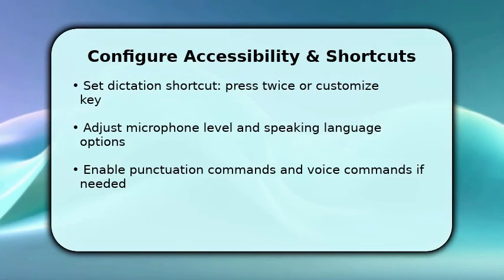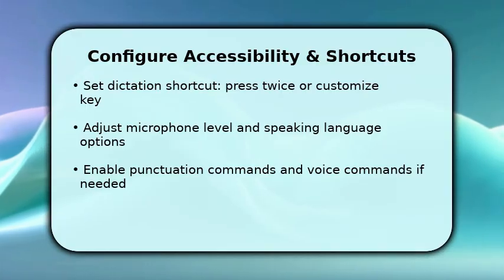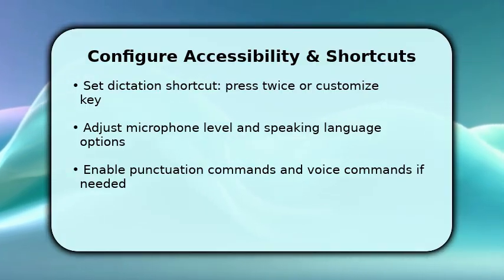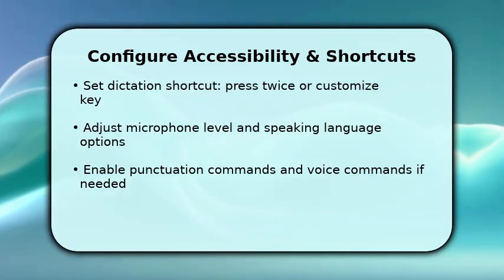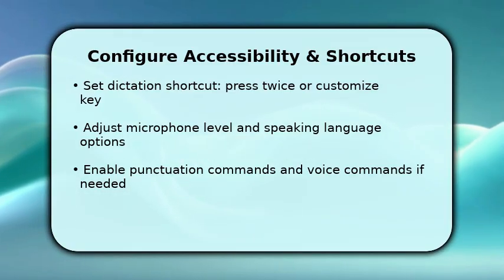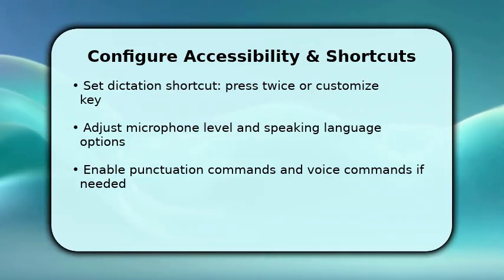Once dictation is active, configure accessibility options and shortcuts to streamline use. Open keyboard shortcuts to set a convenient trigger, press twice or assign a custom key so you can start dictation without hunting menus. Then adjust microphone input level in sound settings and confirm the dictation language and region.